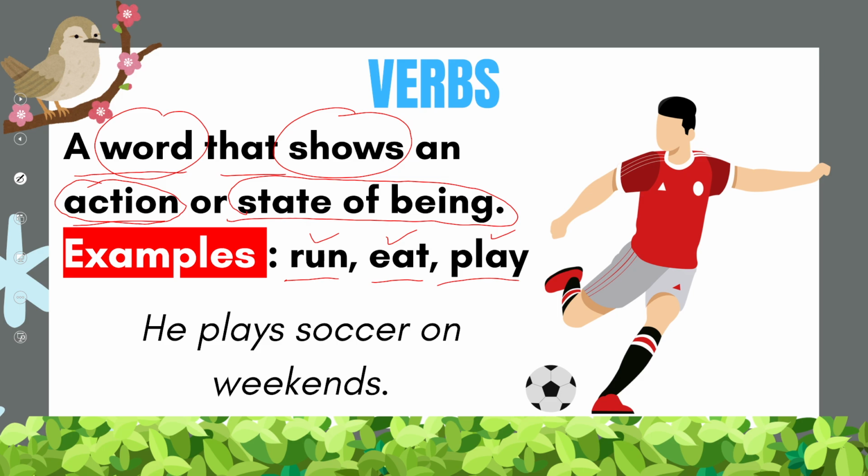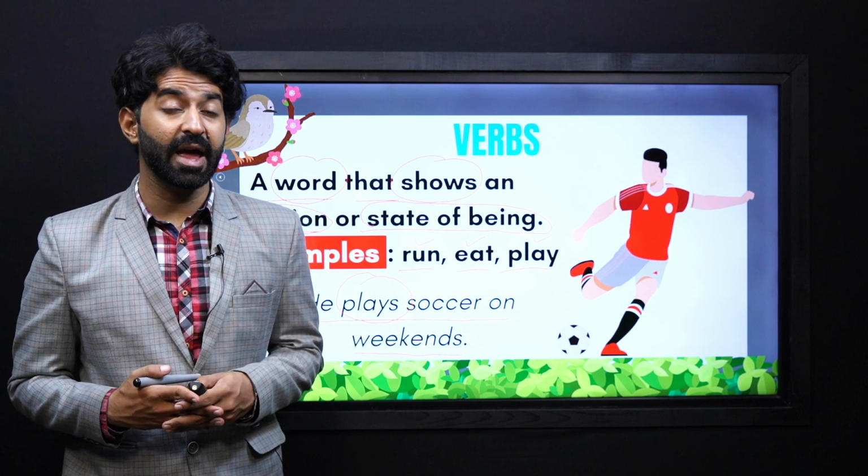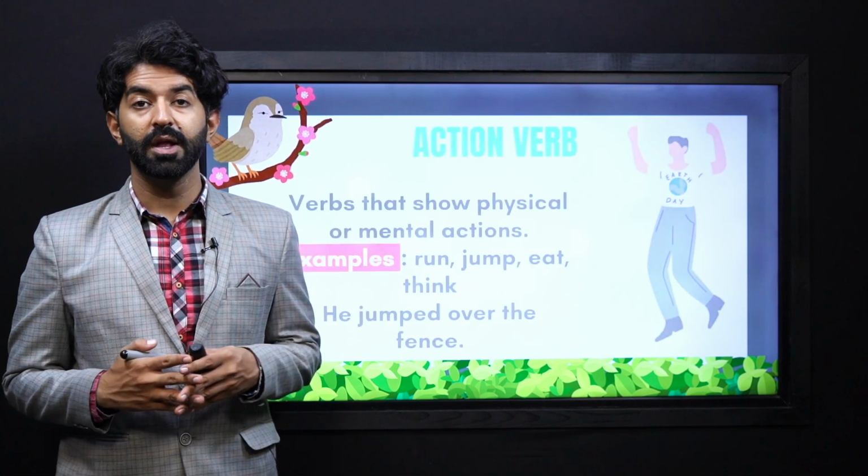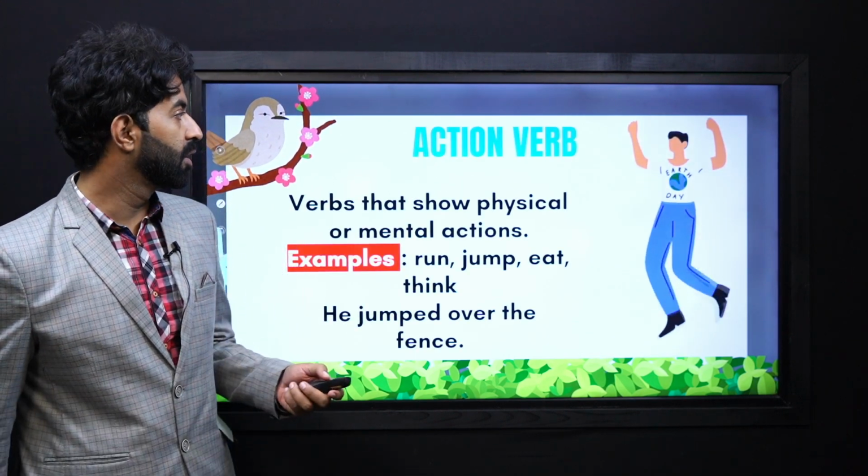which we call verbs. For example, he plays soccer on weekends. So can you identify the verb over here? Yes. Play is our verb. So it is telling an action. Now let's move forward with our types of verbs.